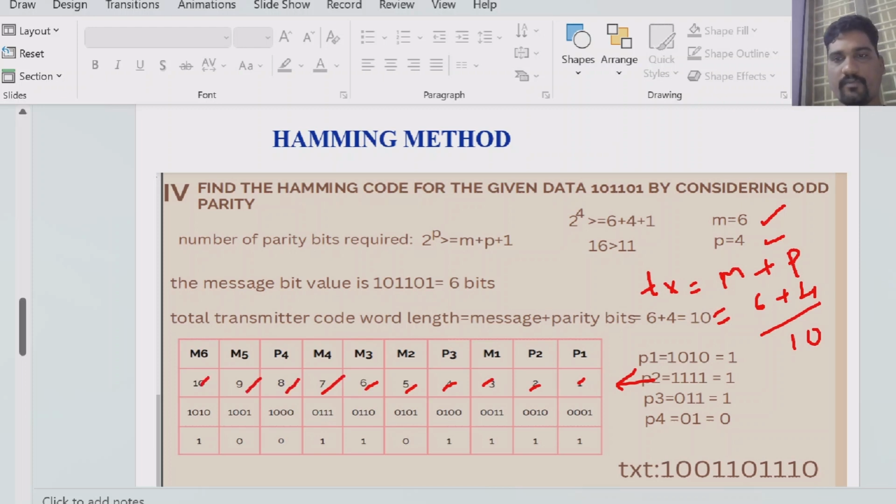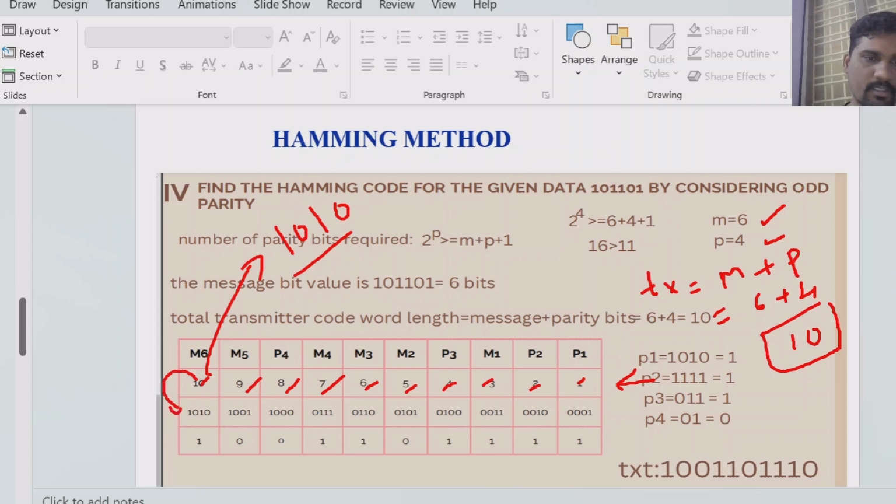First step, we identify the number of parity bits required, then we find out the total length of the transmitter code, then we write 1 2 3 4 5 6 7 8 9 10. Once it is done, what is the maximum number here? 10, right? What is the binary number for 10? 1 0 1 0 is the 10. So just write the binary representation.